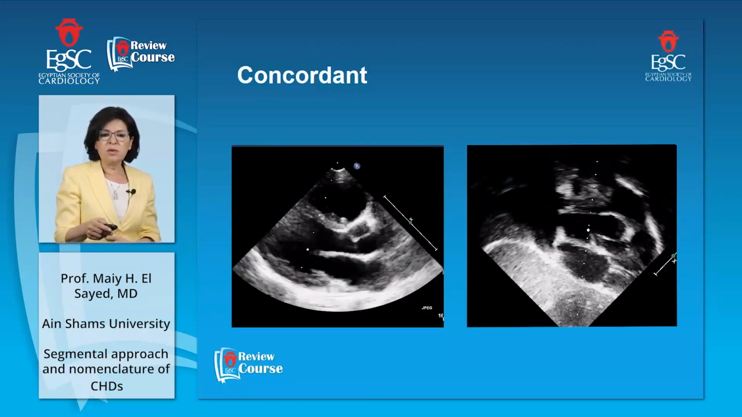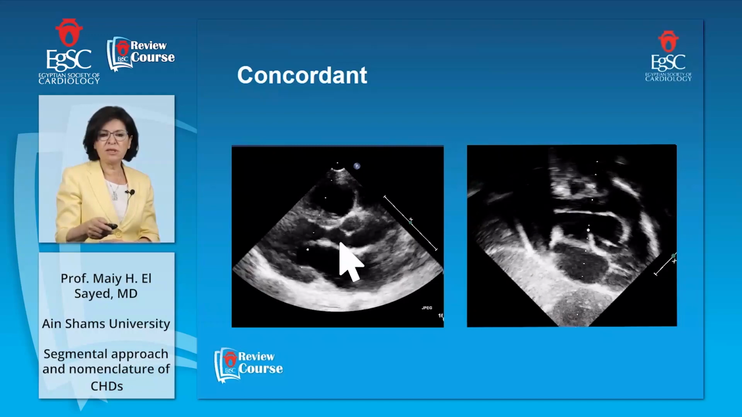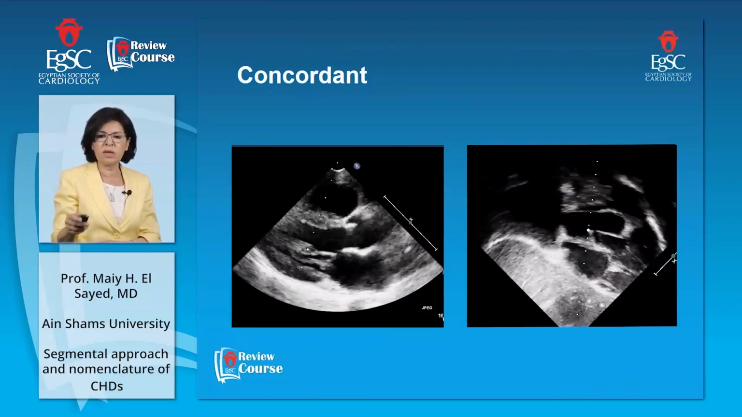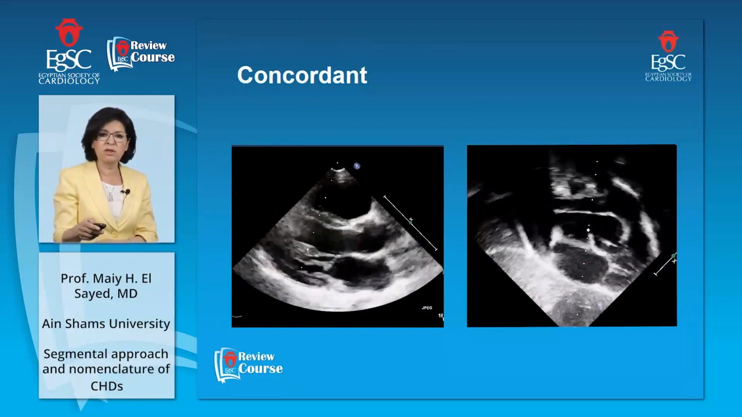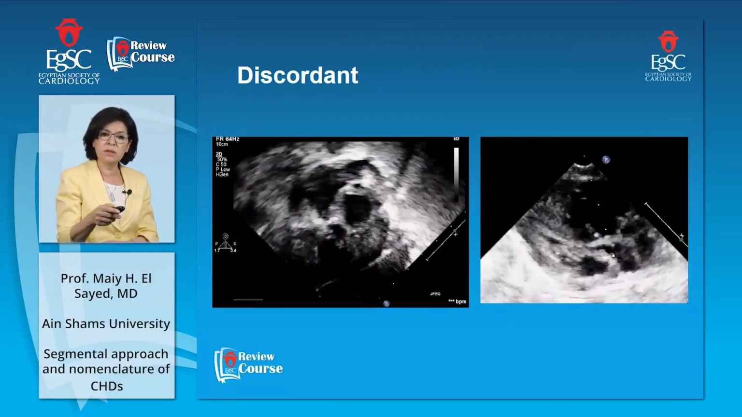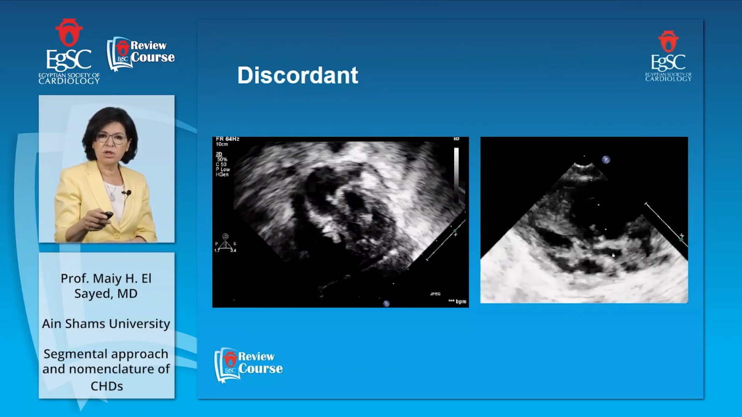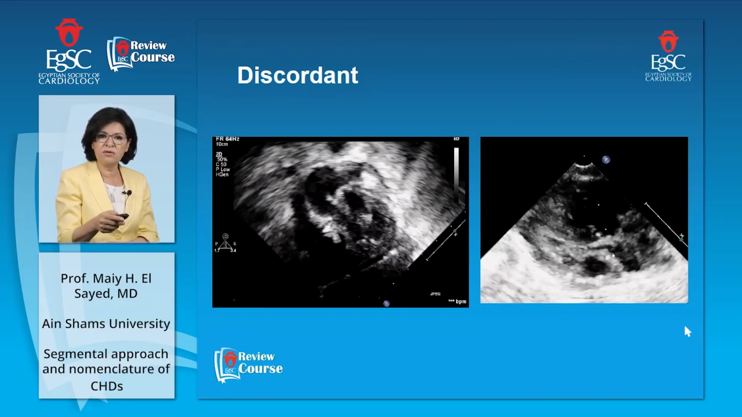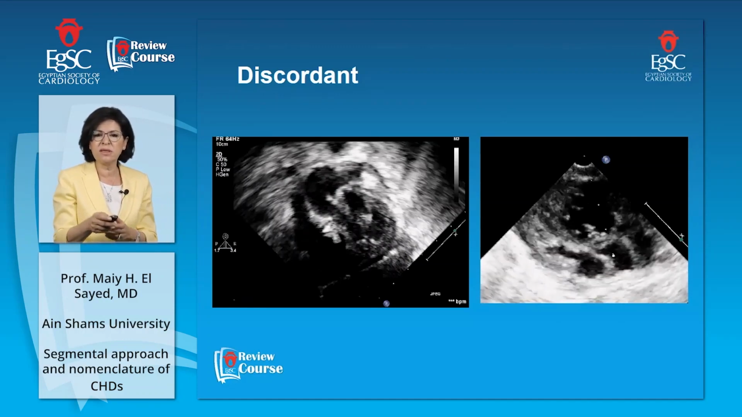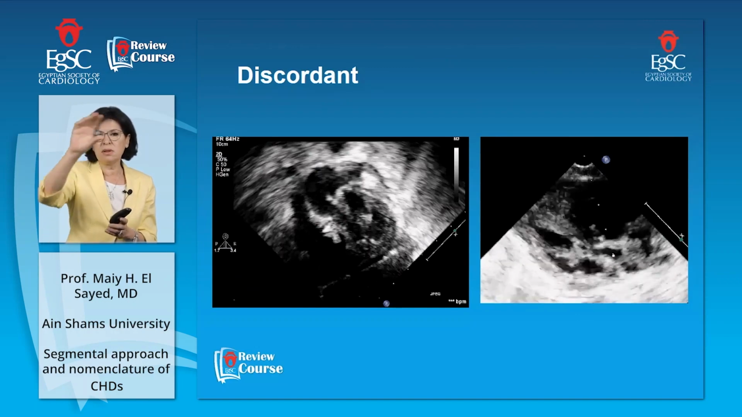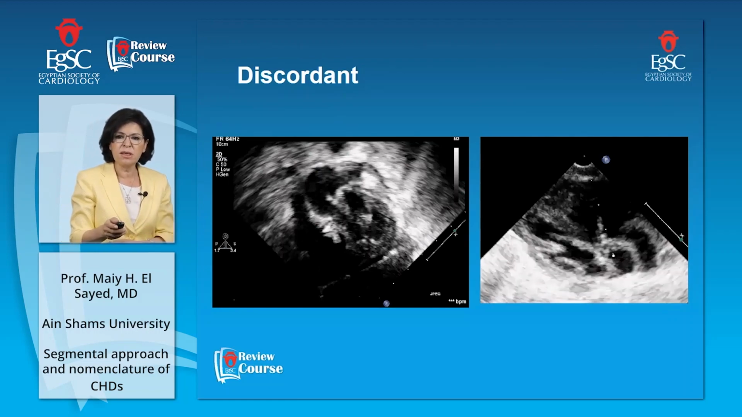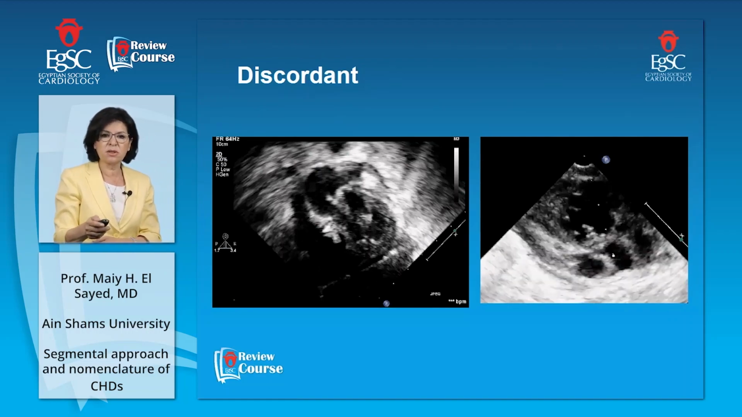So these are examples. This is concordant. You can see on the left-hand side the left ventricle giving off the aorta, and on the right side the right ventricle giving off the pulmonary artery. So this is concordant. This is discordant, where you can see from the subcostal view the left-sided ventricle, which is the left ventricle, is giving off the pulmonary artery, and the right-sided ventricle, which is the RV, is giving off the aorta. And from the parasternal long axis views, it has a very distinct shape, where you can see the aorta curving down and the pulmonary behind it. And in this particular case on the right, there is some subpulmonic stenosis.